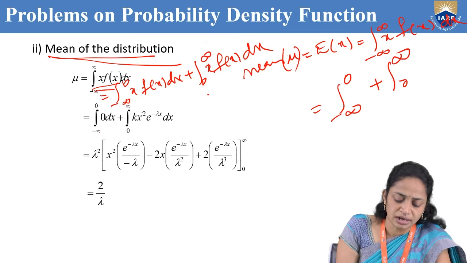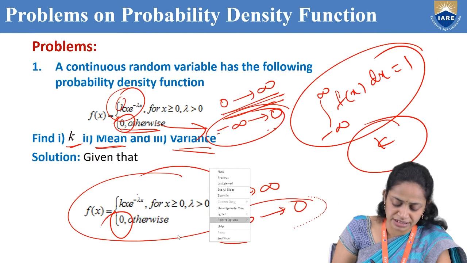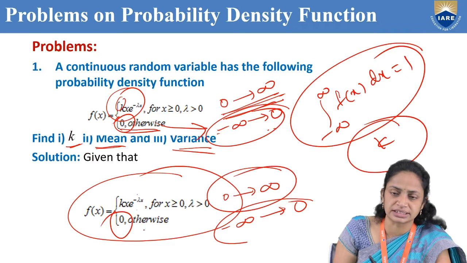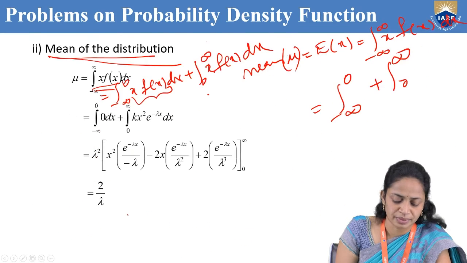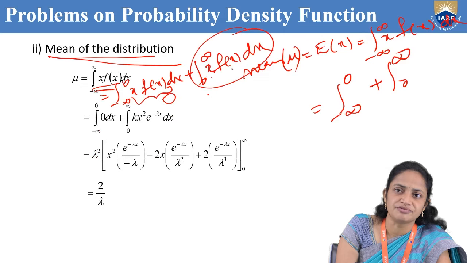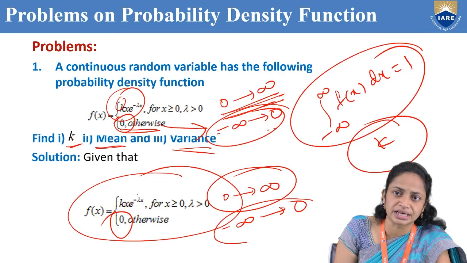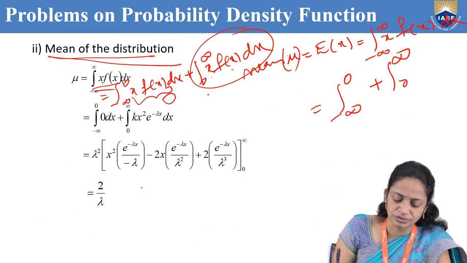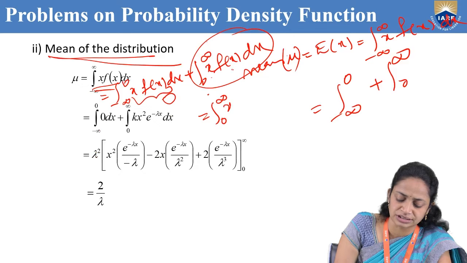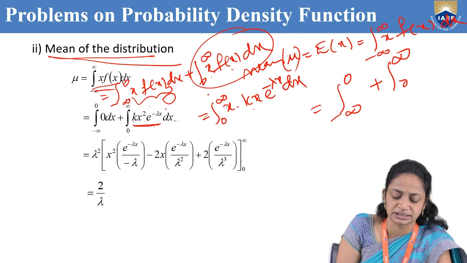In the minus infinity to 0 case, the function will be 0, right? So only in the 0 to infinity case does the function exist, which is x into f of x. What is f of x here? f of x is k into x into e power minus lambda x. So the integral from 0 to infinity of x into k into x into e power minus lambda x dx. x into x is x square, so k into x square e power minus lambda x dx.